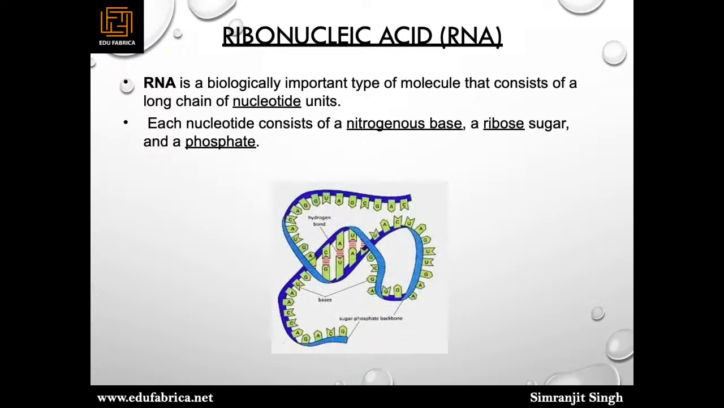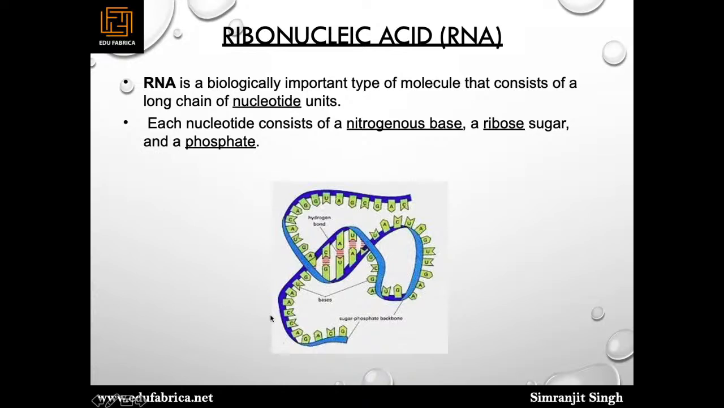RNA is also a biologically very important molecule, in which there is not deoxyribose but ribose, the ribonucleic acid. It is a type of molecule that consists of a long chain of nucleotide units, and each nucleotide unit consists of a nitrogenous base, ribose sugar, and a phosphate group. Here we can see a single chain of your RNA going on. Then some double helix structure happens, and they make a hydrogen bond here. Then again they become single-stranded.